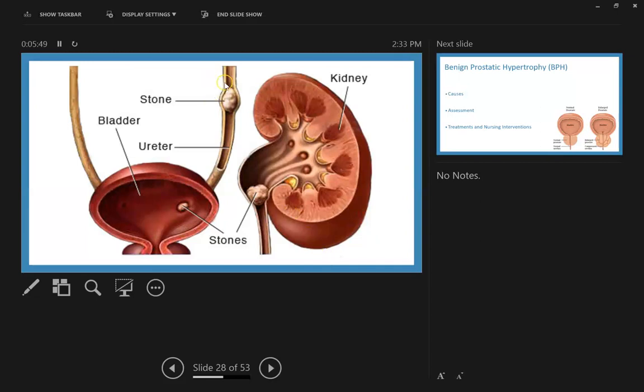So here's another picture of the stone moving through. And then you guys, your ureters are about the size of the end of your pen or pencil. They're very small tubes.